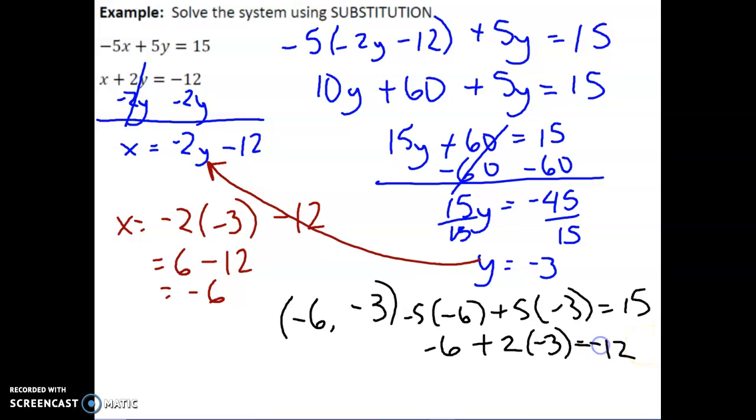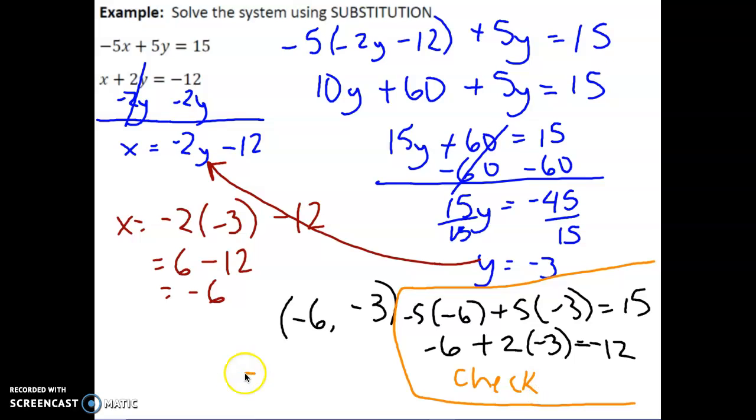Oops, you can't see my negative very well. See if I got -12. Okay, so what I'm putting in this orange box right here, this is what we would do to check. Okay, the answer is here, but the check step is here.